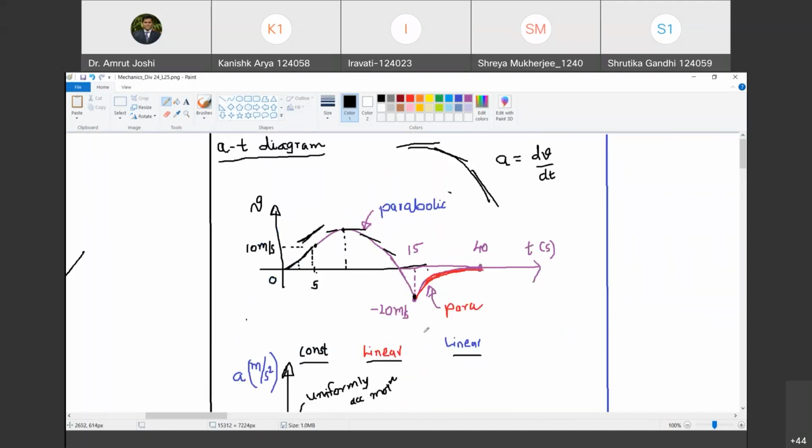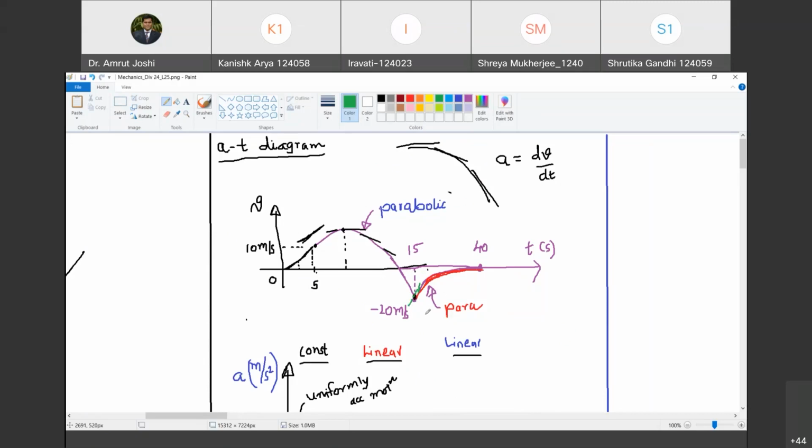Now what happens to the acceleration from 15 to 40 seconds? It is also linear. Do you agree with me? Yes, sir. But when I draw tangent to this parabola, which is marked in red color, at 15 seconds, what kind of slope is it going to have? Positive or negative? Positive slope. Whereas if I were to draw tangent to the other parabola at 15 seconds, it was having negative slope. So here the acceleration jumps at 15 seconds. Are you with me? Yes, sir.